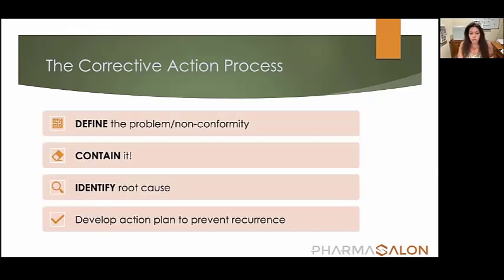So the process broken down is: step 1, define the problem or nonconformity. Step 2, you want to contain it. Step 3, identify a root cause. And then finally, develop an action plan to prevent a reoccurrence.